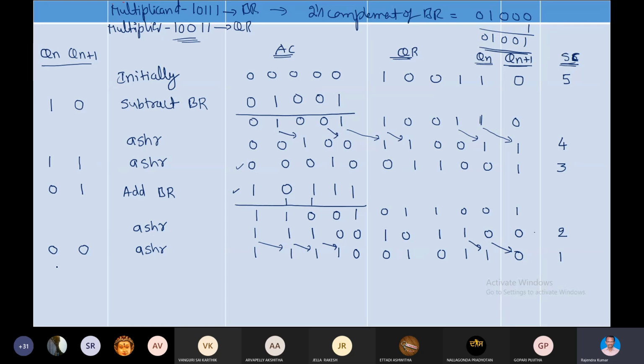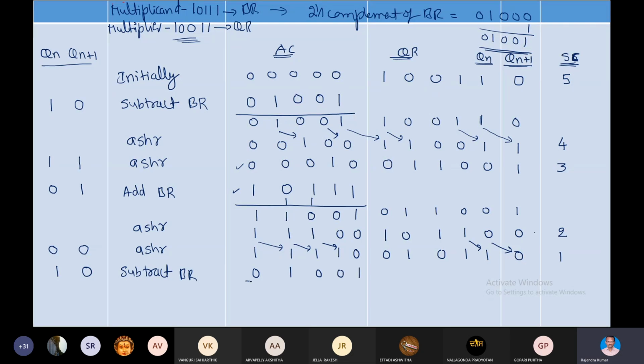Now 1 0 1 0. That means Qn is 1 and Qn plus 1 is 0. So what operation you have to do? Subtract operation you have to do. Subtract BR. Subtract BR means accumulator contents plus 2's complement of BR. Okay, 2's complement of BR means here 0 1 0 0 1.